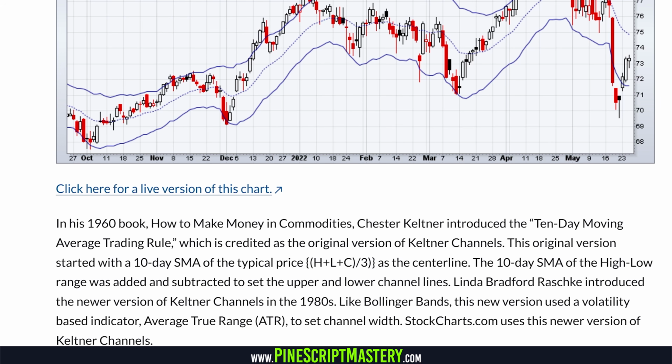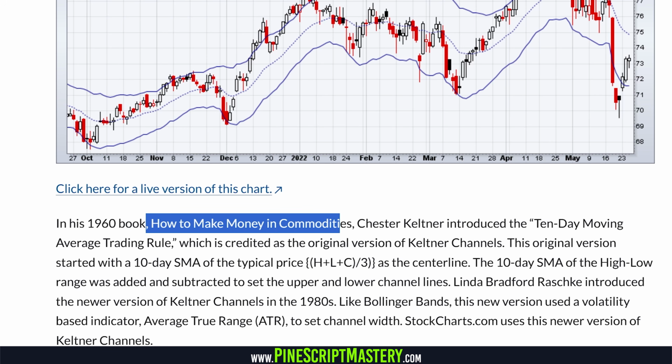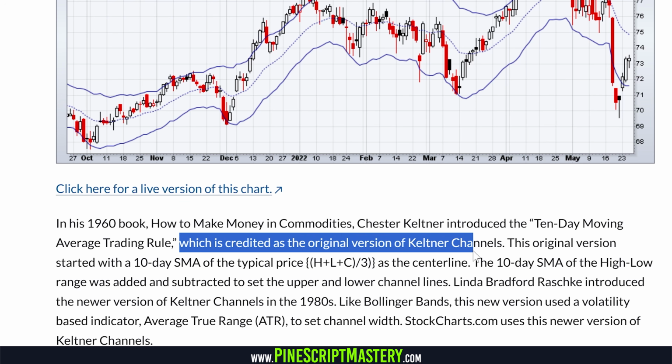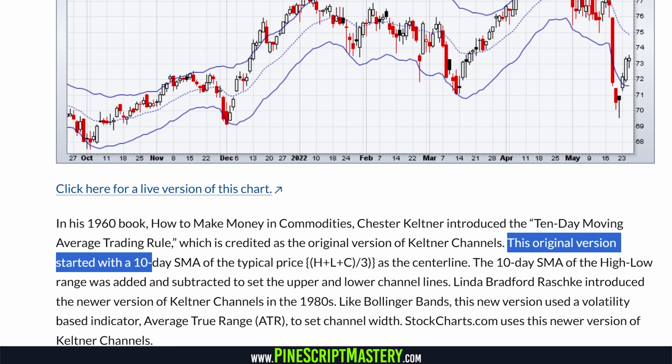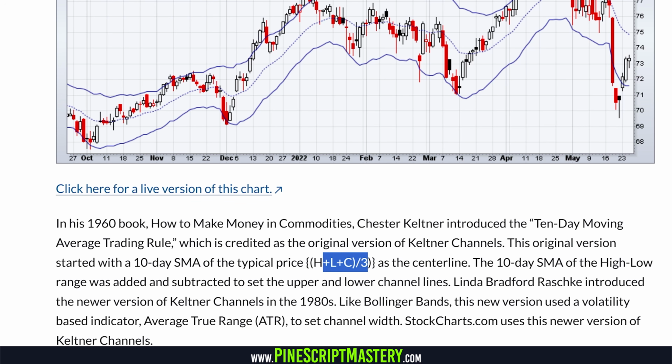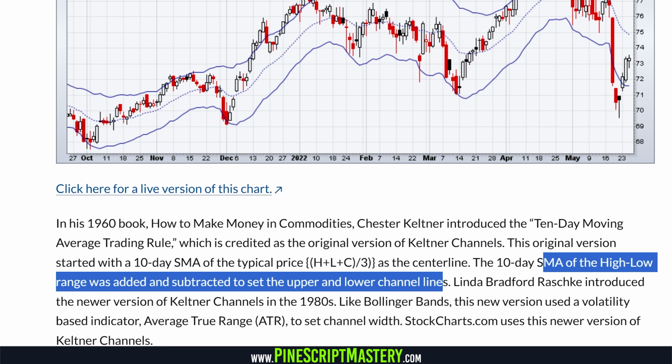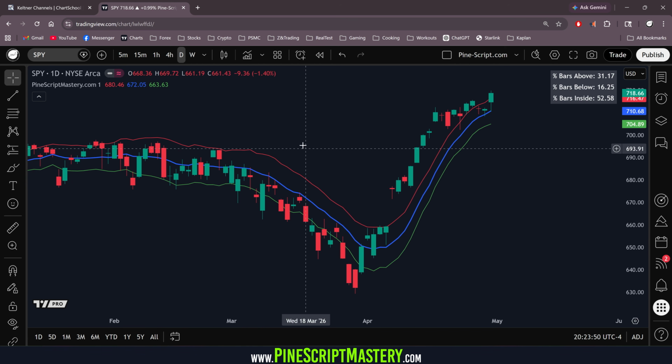So in his 1960 book, How to Make Money in Commodities, Chester Keltner introduced the 10-day moving average trading rule, which is credited as the original version of Keltner channels. His original version started with a 10-day SMA of the high-low-close average as the center line, and the 10-day SMA of the high-low range was added and subtracted to set the upper and lower channel lines. That is what I have on my chart right now.